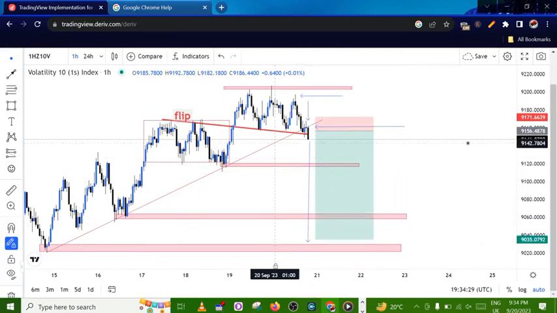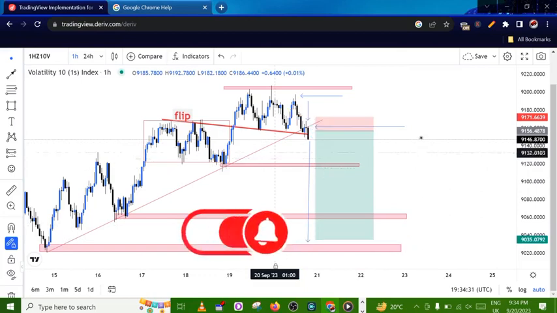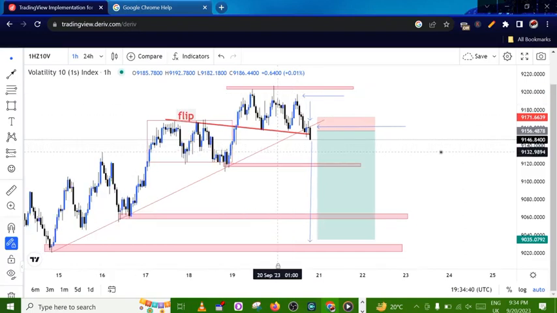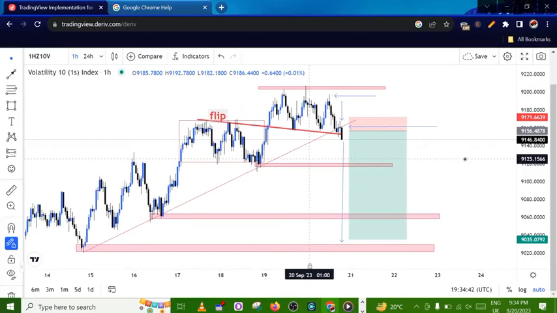Let's check out the risk to reward ratio. We have got a risk to reward ratio of 8, meaning you might be risking only $10 to get $80, risking only $100 to get $800 on each position. So this is our analysis for Volatility 10 Index, and you're going to be getting more setups from different indices.